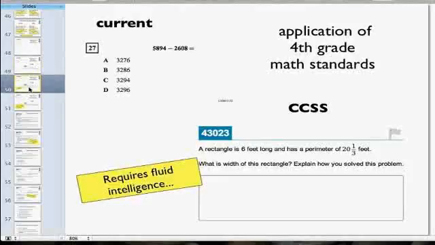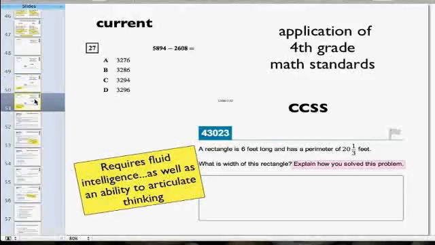That it requires a bit more fluid intelligence, and what I mean by that is an ability for a student to think on their feet, to have a certain level of flexibility in thinking, to be able to figure this out, as opposed to finding the right letter to circle or the right dot to fill in. So you notice this item also asks students to explain how they solved the problem. So not only do they need to have this certain amount of flexibility, they need to be able to articulate.